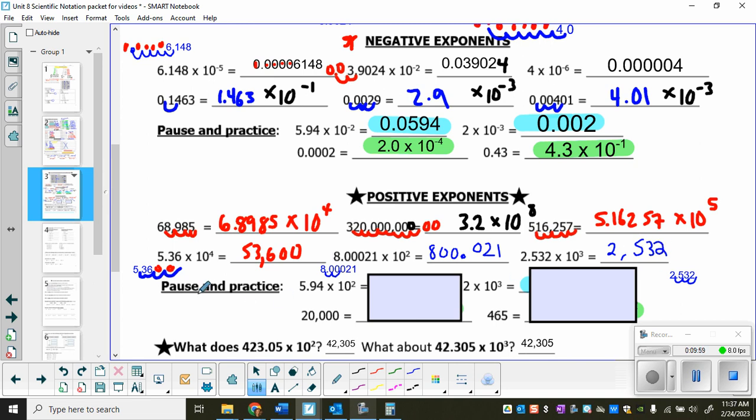So here we have another pause in practice. I have 4 more problems here with positive exponents and big numbers. If you guys want to just try practicing those real quick, and when you hit play, I can reveal those boxes.